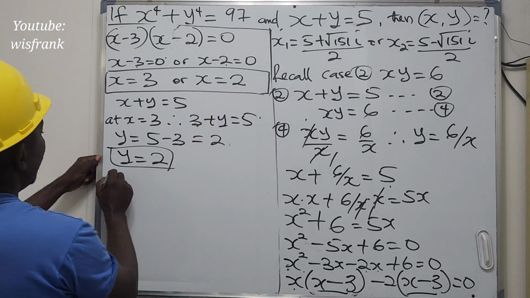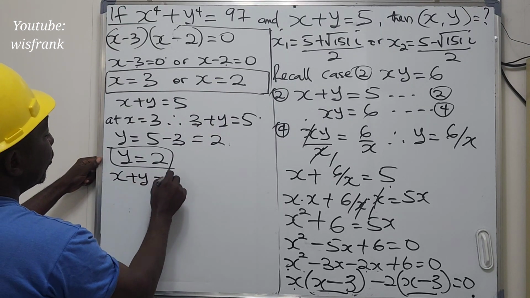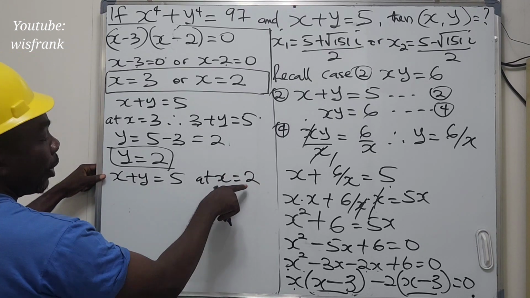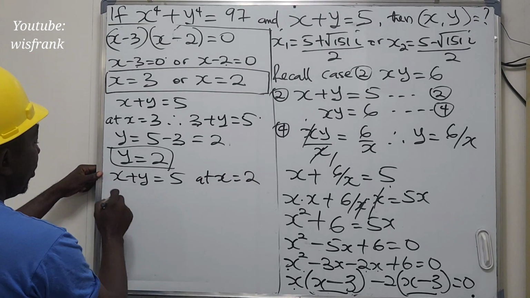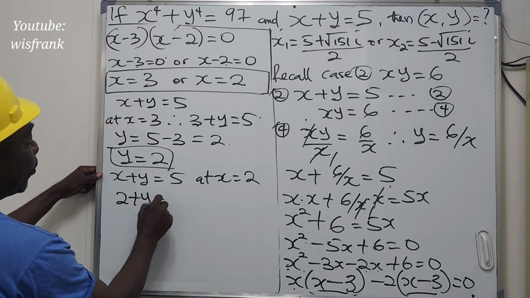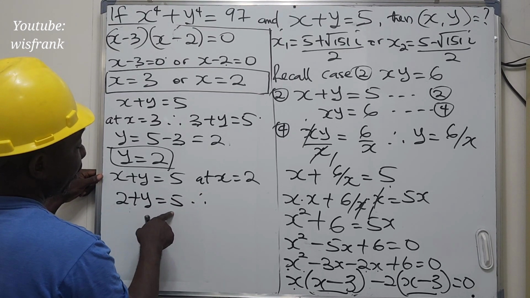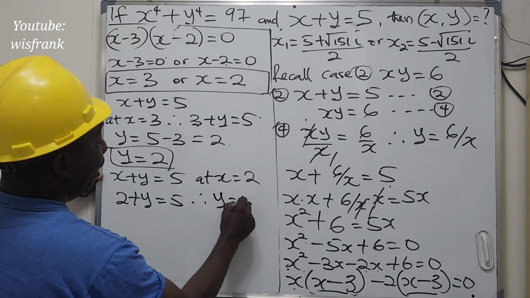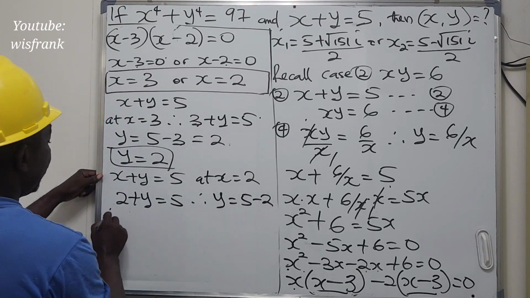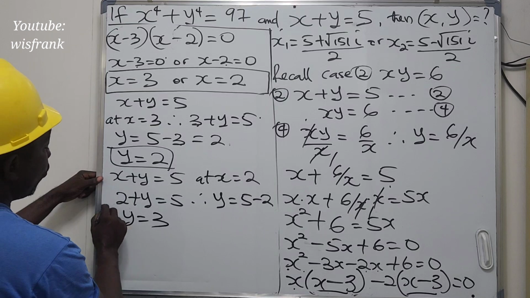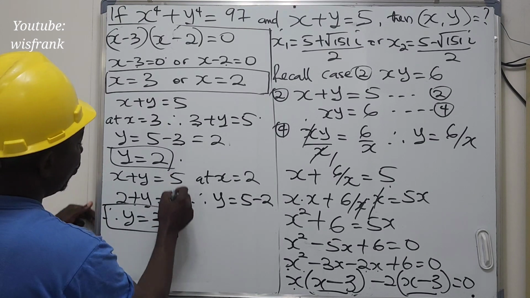Then for the second one, we still recall x plus y equals 5, at x equals 2. So we are going to substitute the value of x into here. We have 2 plus y equals 5. Therefore, making y the subject of this expression, y will be equal to 5 minus 2. Therefore, y equals 3. So these are the values of y that we have, 2 and 3.